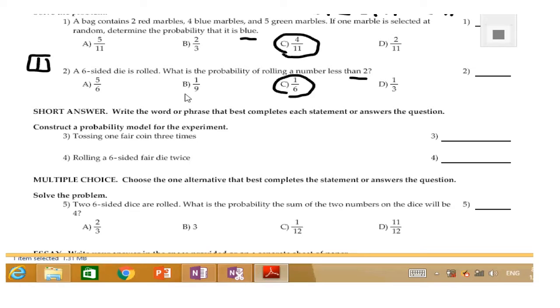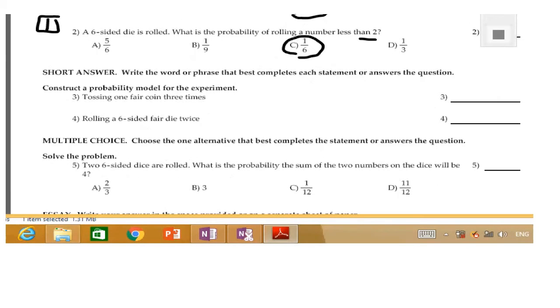But what if I said the probability of a number that is less than or equal to 2? If it's less than or equal to 2, it's going to be 2 out of 6, which is equal to 1 out of 3. If the question is a free response, you don't have to simplify. Okay.